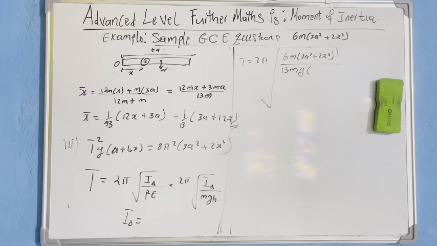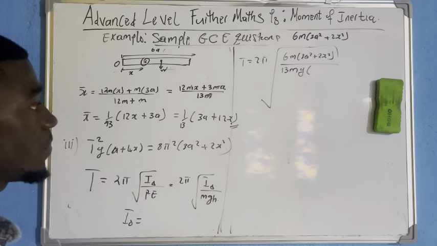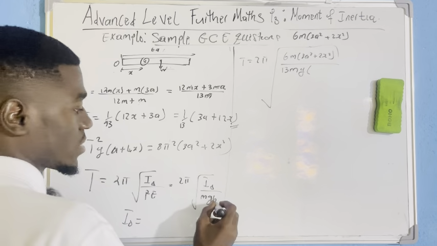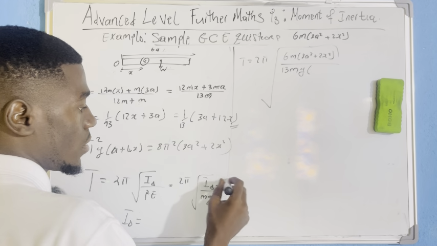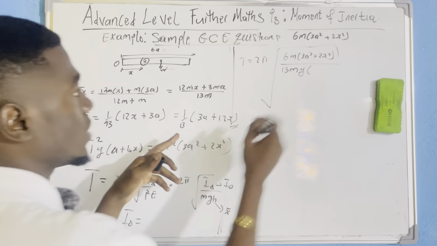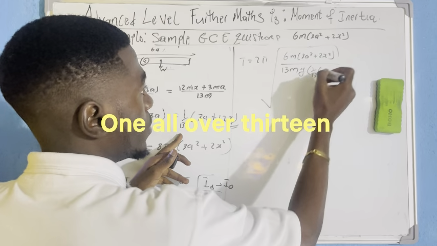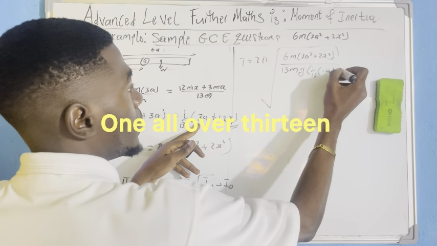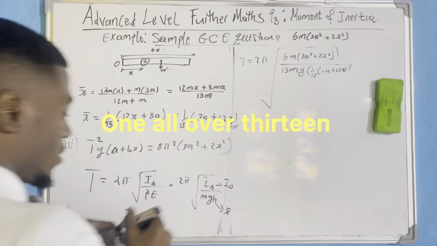Then g. Then h. Remember, I told you that h is the distance from the center of mass to the axis of rotation. So x here is simply our x bar, and the x bar was how many? It was 1 over 3. Yeah, 1 over 3, 3a plus 12x. So that is it.